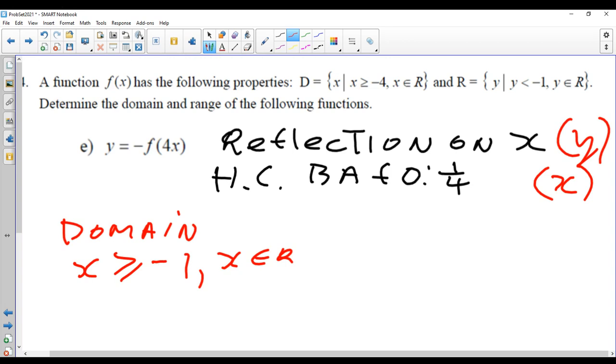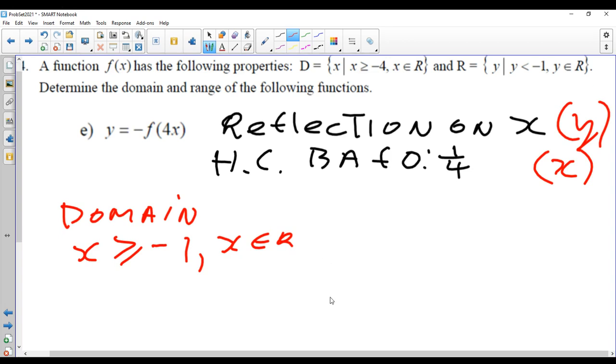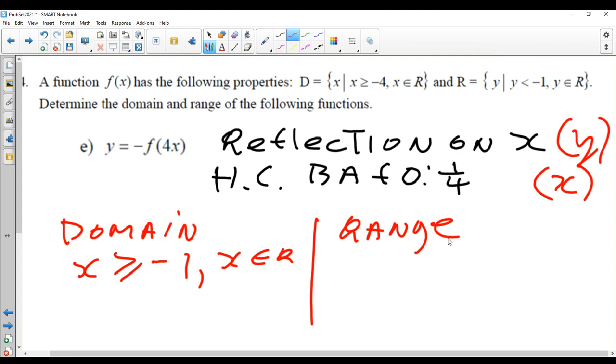Let's get to the range now. Does that make sense, everybody? Before I go any further, are we good? All right, let's get to the range now. So that's the domain. Here comes the range. What happens with the range is the question. And it looks like Amira has an answer for us. Go ahead, Amira.